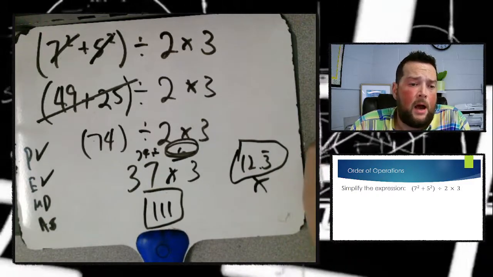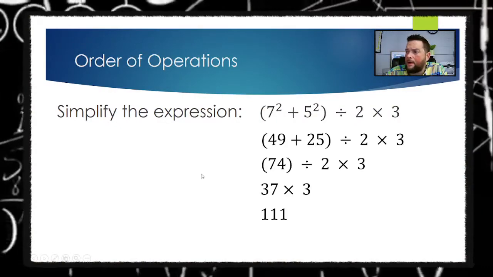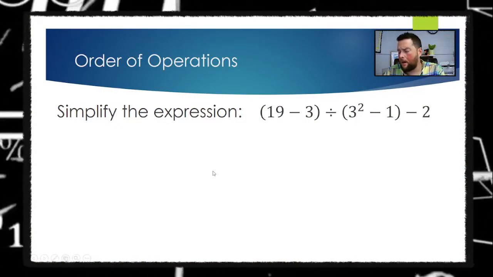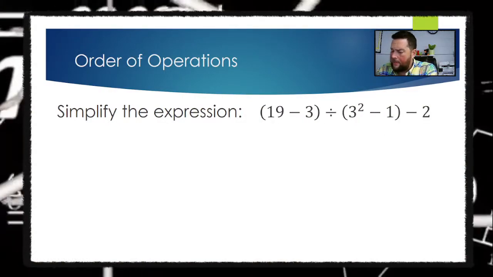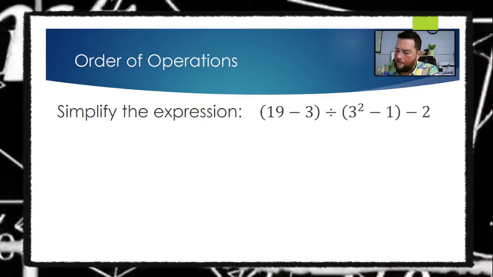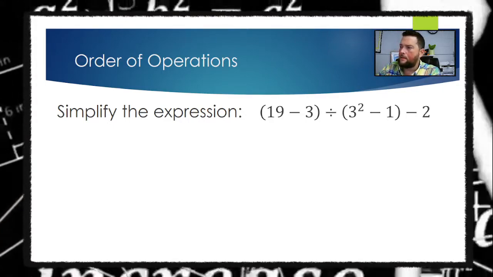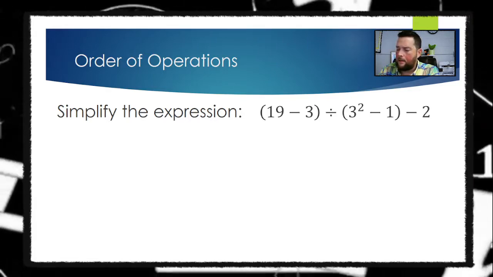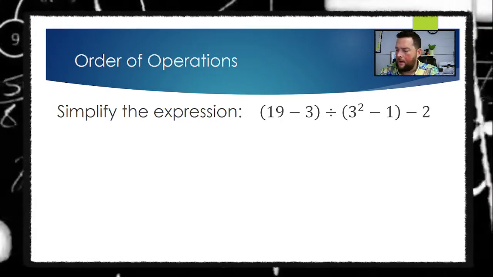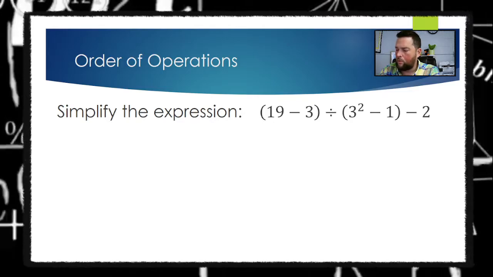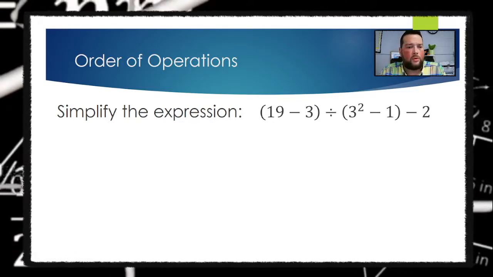All right, last problem. Try this one right here. All right, last problem. We've got 19 minus 3 divided by 3 to the power of 2 minus 1 minus 2. All right.